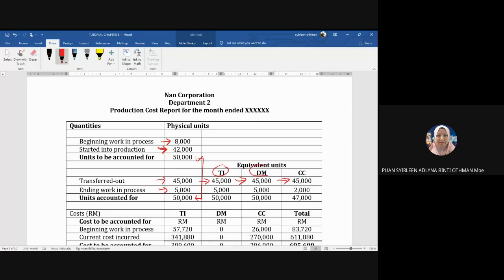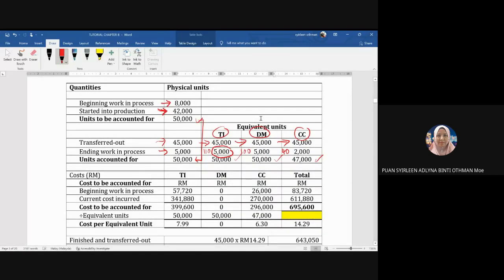Make sure you have 3 columns here because this is department 2, so kita ada transferred in cost. Alright, ending work in process, transferred in ialah 5,000 sebab dia mesti siap dan complete 100%. Direct material tengok dalam soalan dia bagi pun 100%. That's why dapat 5,000. Tapi conversion cost hanya 40%. That's why you dapat 2,000. So your equivalent unit untuk TI is 50,000 sama dengan direct material. Cuma conversion cost saja 47,000. So yang ni, 3 ni kita akan transfer bawa sini lah.